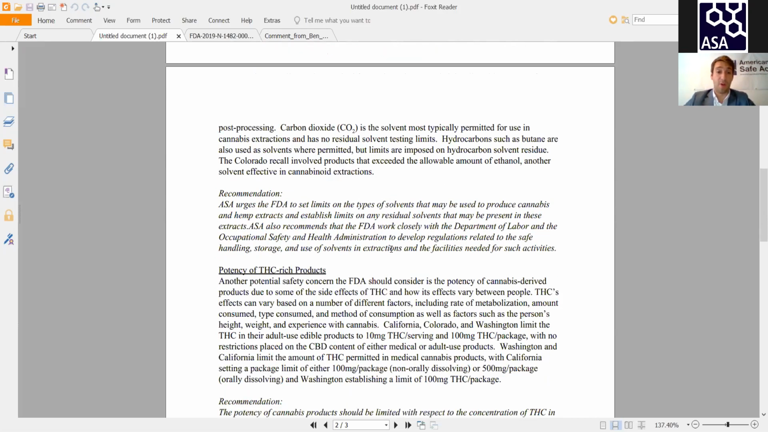We included in our recommendation here about setting limits on the types of solvents that may be used to produce cannabis and hemp. Again, we didn't specifically identify these, but want the FDA to go on an ongoing conversation with interested stakeholders and obviously patients to determine what's going to be the best for developing these regulations.